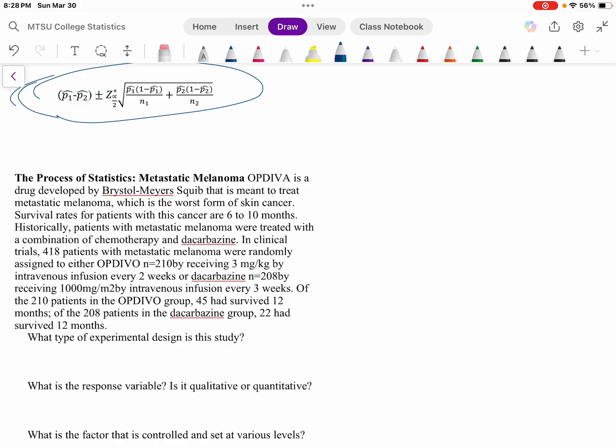So what type of experimental design is this study? It is a completely randomized design. What is the response variable? Is it quantitative or qualitative? It is qualitative, and the response variable is death. When did they die? 12 months, 10 months, whatever. So it was qualitative because, again, it's not numerical.